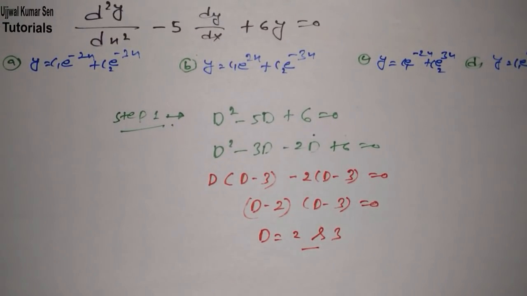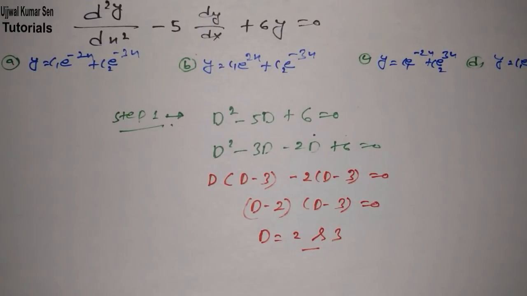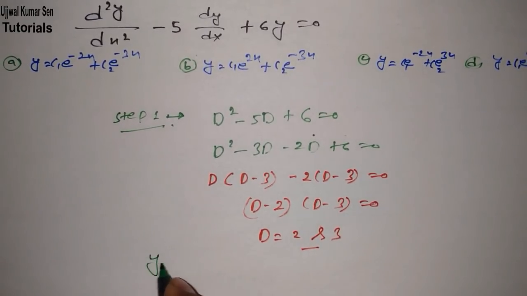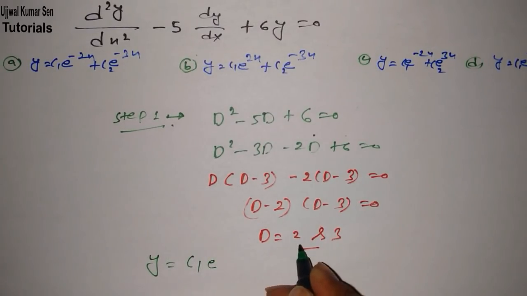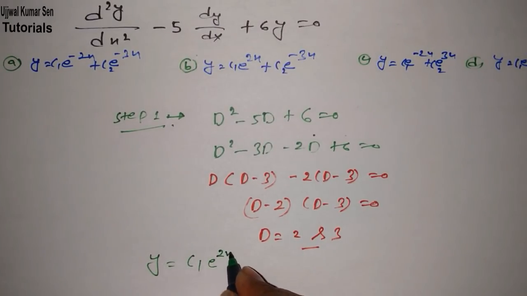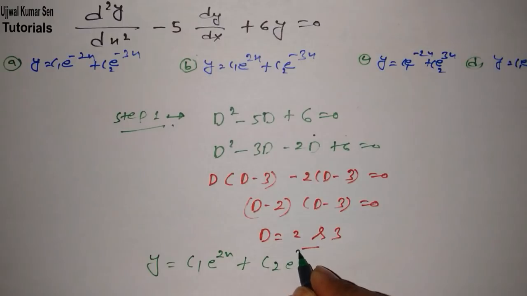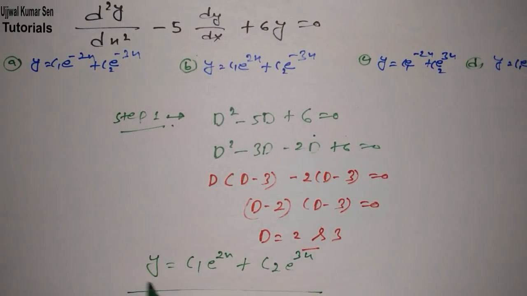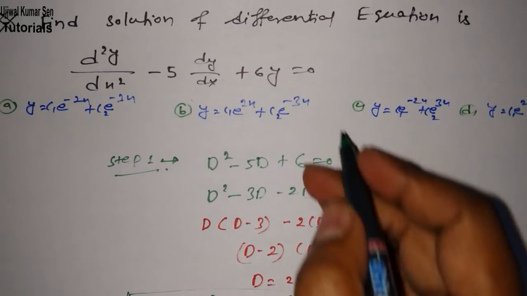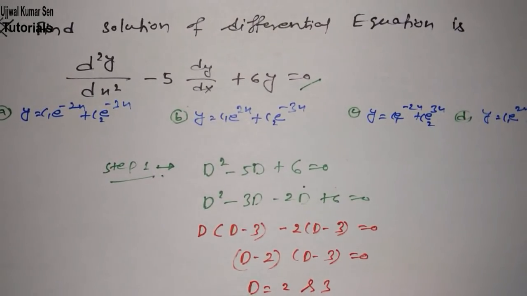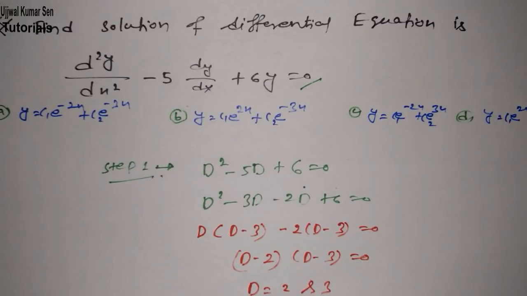From seeing the options you can write it, but if you did not practice a little bit on this kind of question, then writing the equation is probably a little difficult for you. So in this case, whenever we get x1 not equal to x2, y equals c1 e to the power x1 x, that means 2x, plus c2 e to the power x2 x, that means 3x. So this is the equation for y in this case. So now you can easily see the answer here.